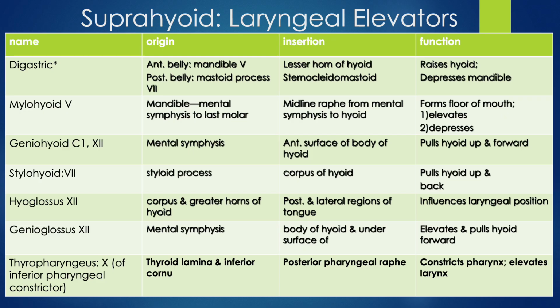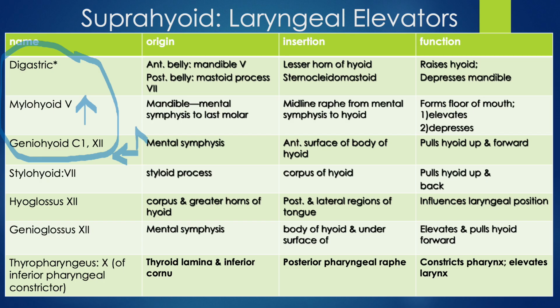All right, so our suprahyoid muscles are our laryngeal elevators. We've got the digastric, more specifically the anterior belly of the digastric. We've got mylohyoid, geniohyoid. These are three primary elevators for swallowing. With your mylohyoid generally pulling the larynx directly up, and the geniohyoid pulling the larynx anteriorly toward the hyoid.